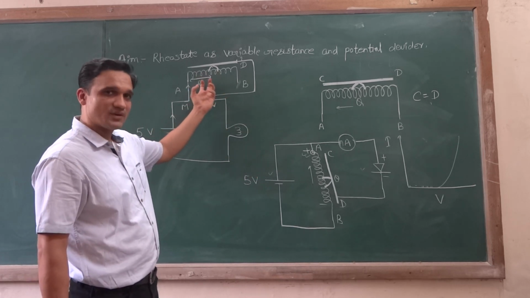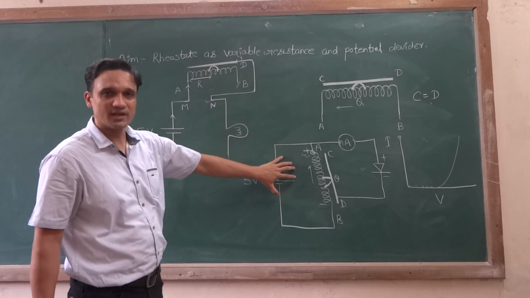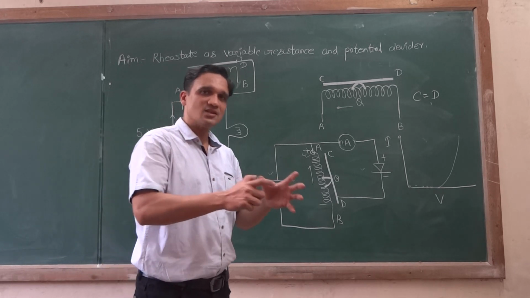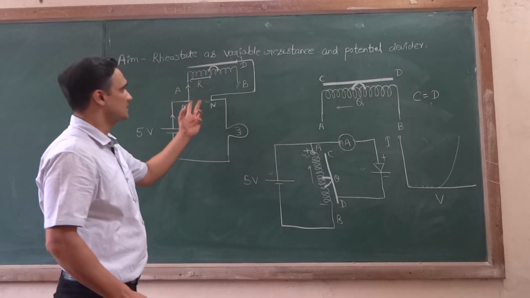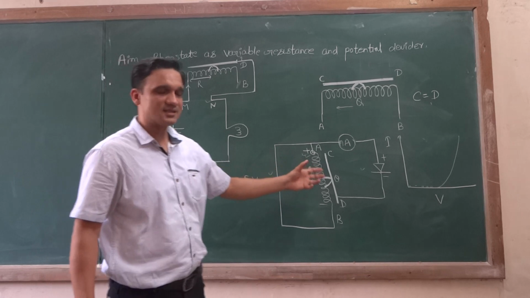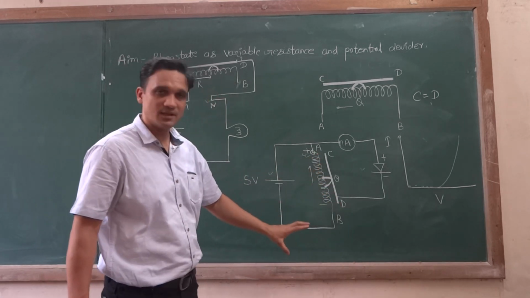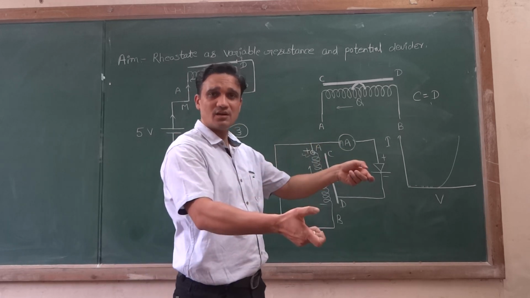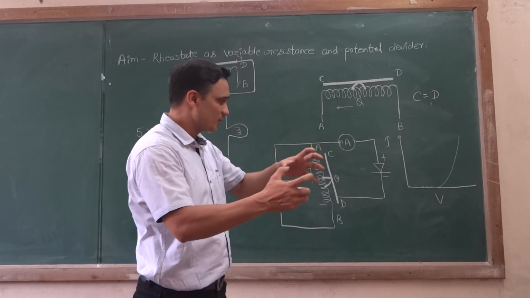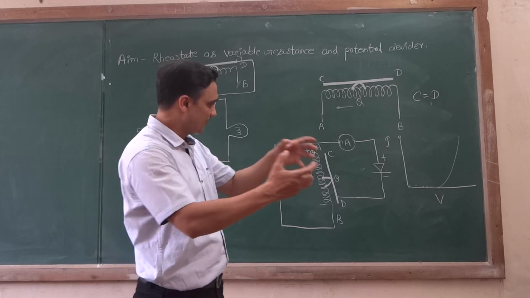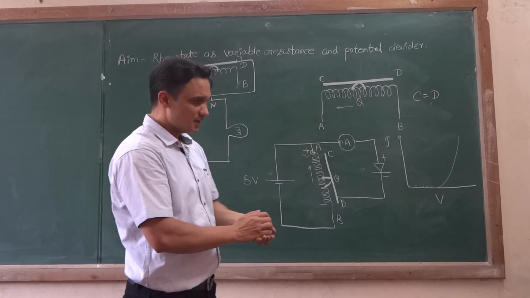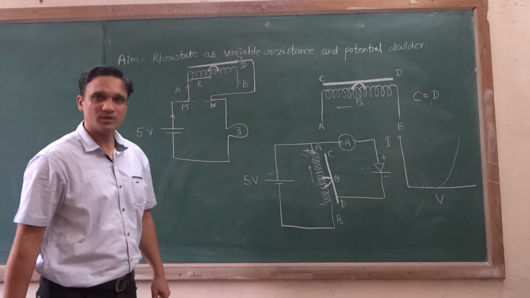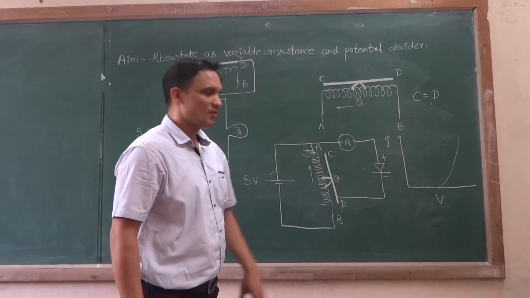The main point of today's class is how to connect the rheostat in the circuit as a variable resistance and as a variable potential divider. When you want to connect the rheostat as a variable resistance, you have to connect it in series. When you want to connect it as a potential divider, you have to connect it in parallel. First the whole potential of the battery will appear across the rheostat. Then from the rheostat you can take the required amount of potential across any voltage.